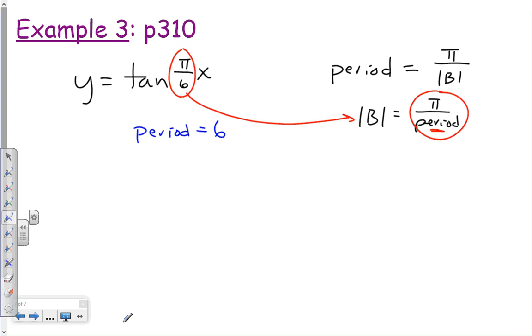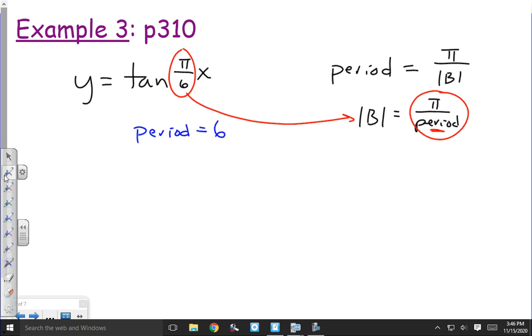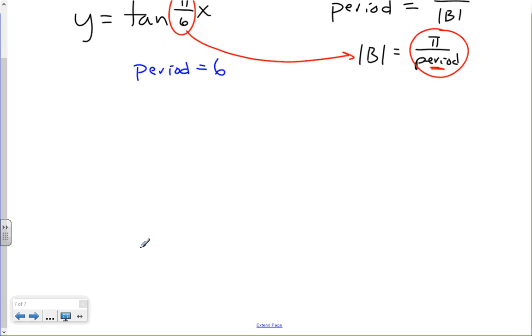You can actually evaluate that first equation up above and see that. If the period is equal to pi over b, and b is pi over 6, solve that, you'll find out the period equals 6. But again, if you leave it in this form where it's pi divided by some number, it makes it really easy to come up with that. All right, so let's sketch what this looks like.